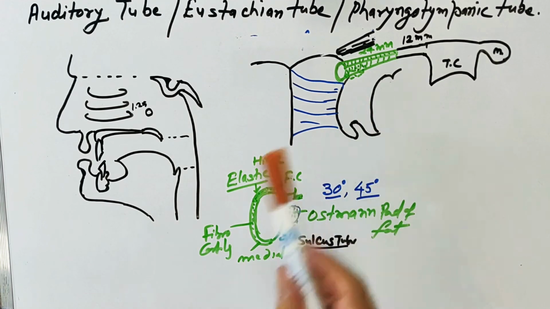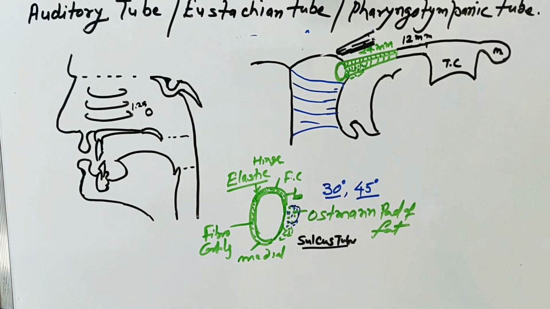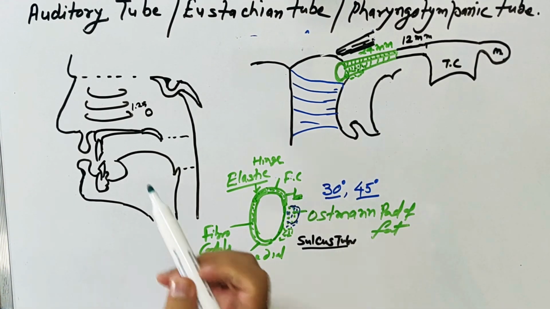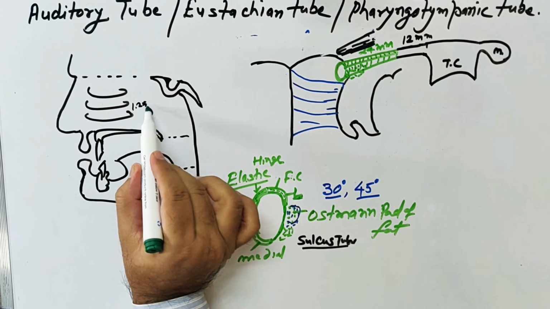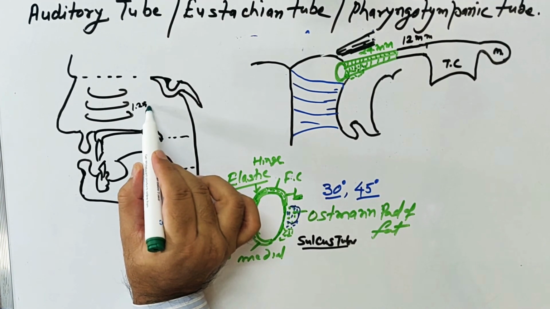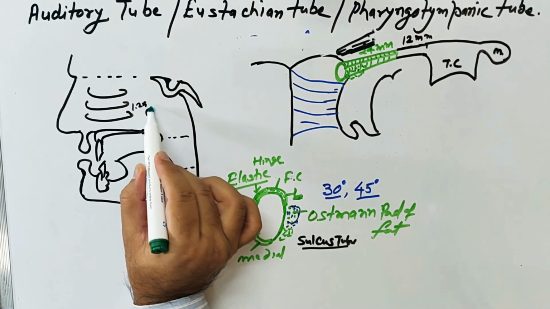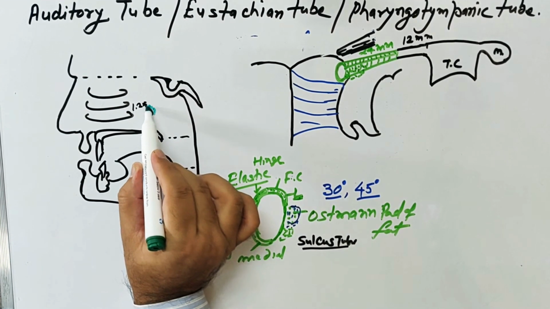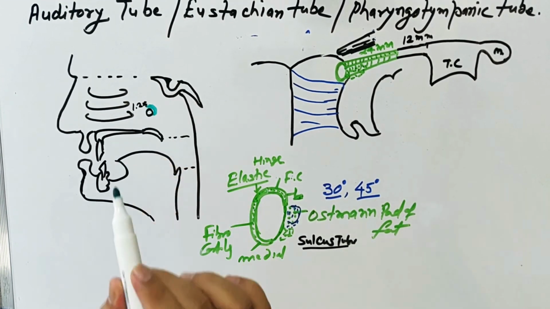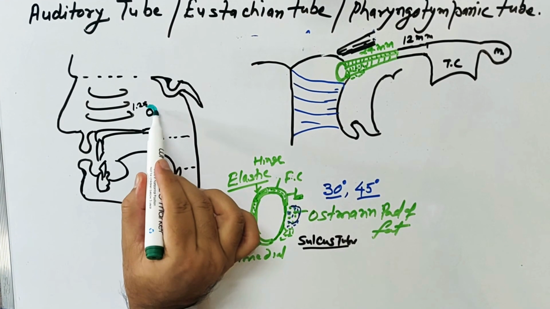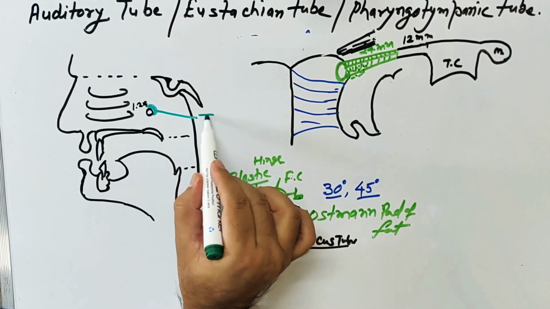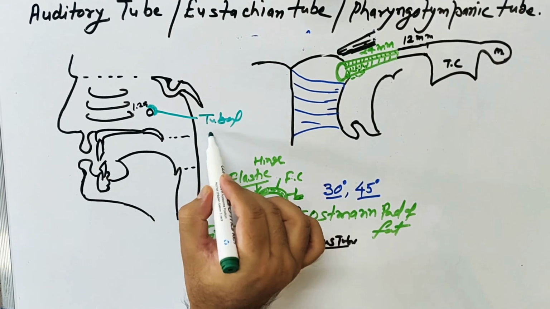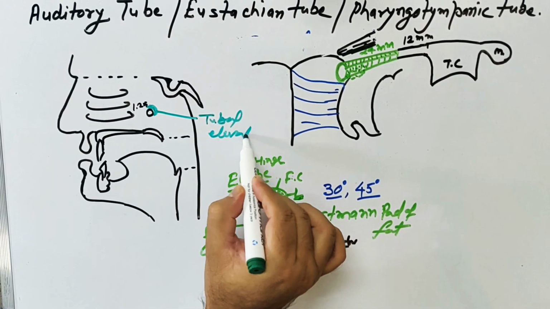So on the medial end, here you can see there is an elevation. Here is the mucosa, and under the mucosa here is an elevation on the superior and posterior wall. This elevation is known as the tubal elevation. Here the tubal tonsil is present.